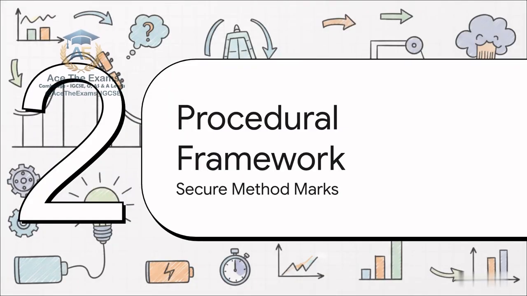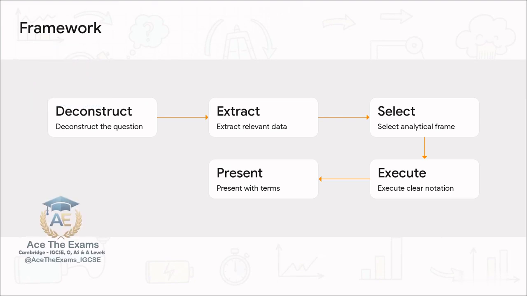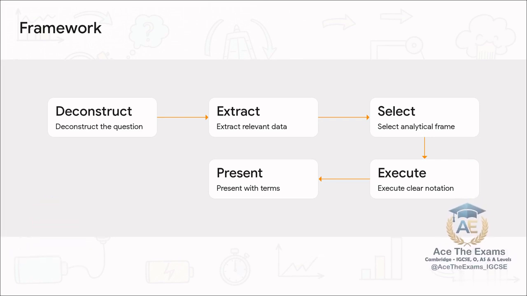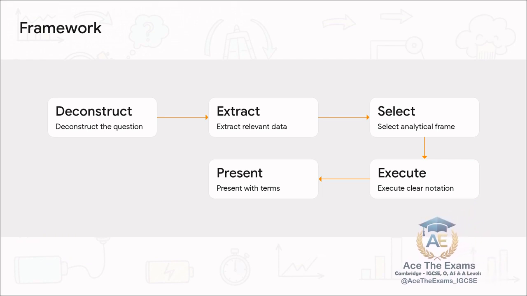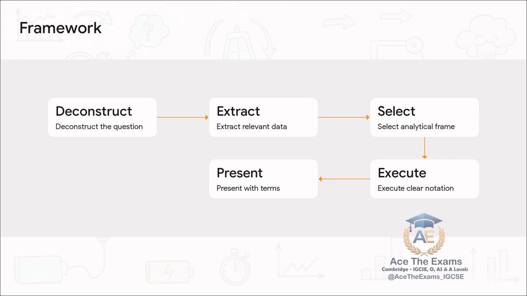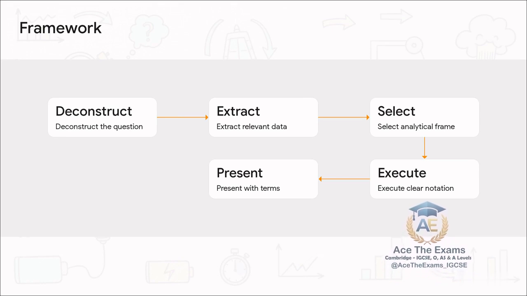Section 2. The procedural framework, securing method marks. Let's act as your strategic exam consultants and totally decode how you should process the paper. Here is your 5-step standardized sequence that you need to run every single time. Step 1. Deconstruct the question. What is the specific command word? Are they asking you to calculate, to describe, or to explain? Because describe means say what happens, but explain means say exactly why it happens. Mixing those up is fatal.